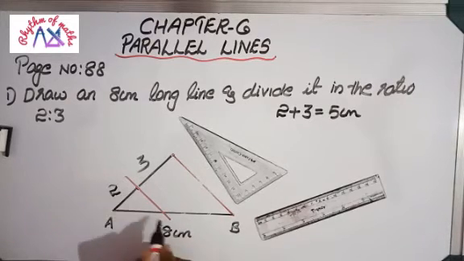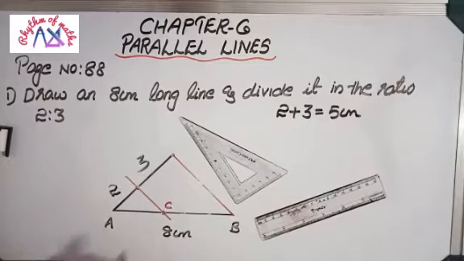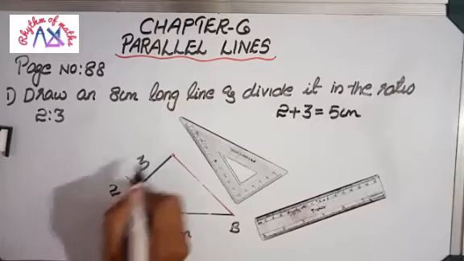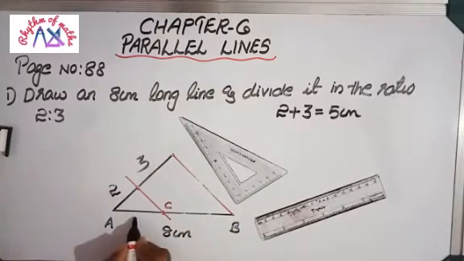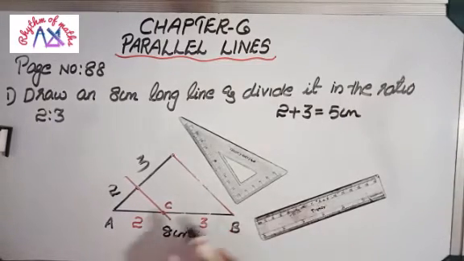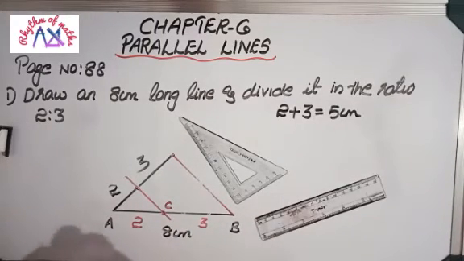Now you can see this parallel line cuts the 8 centimeter line into two parts. Here you got one point. Mark that point as C. So you can see that AB, 8 centimeter, is divided into two parts, AC and CB. These two will be in the same ratio 2:3 because these two lines are cut by parallel lines. Measurements will be different but the ratio is the same. So this is the first method to draw. Very important question, learn properly.